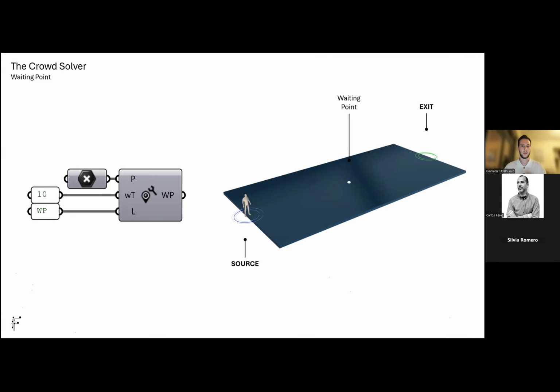And then we have the waiting point parameter, which is very simple. You just have a point and a waiting time. The agent approaches the point, stops on it, waits the time, and then is free to go.